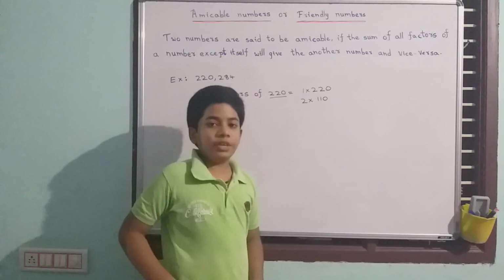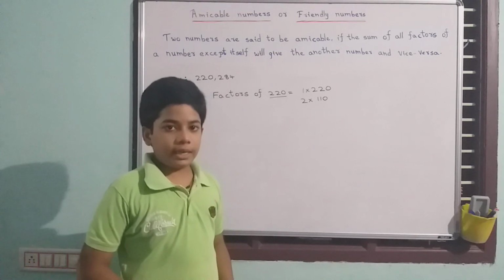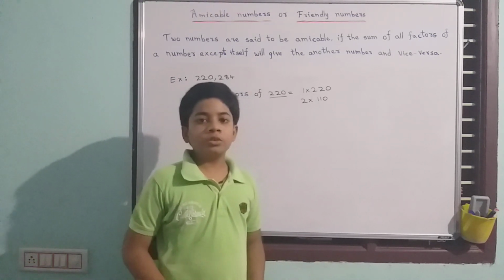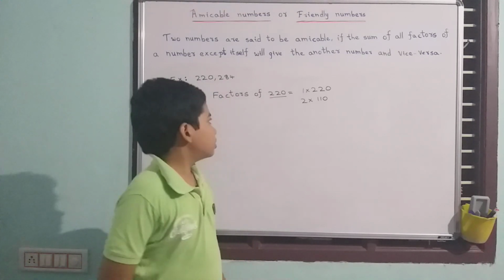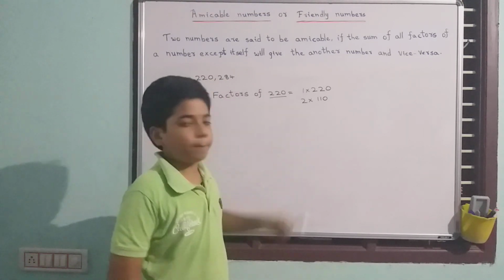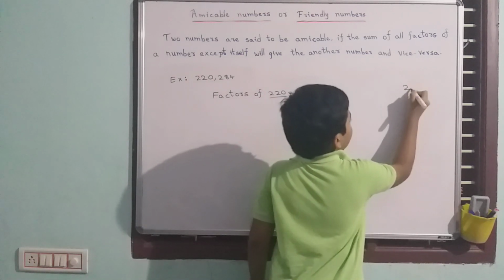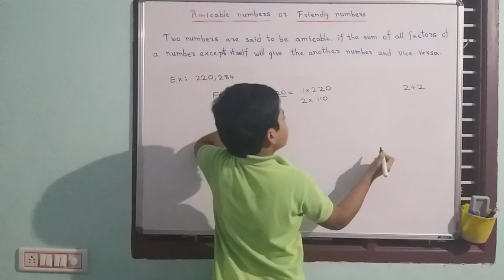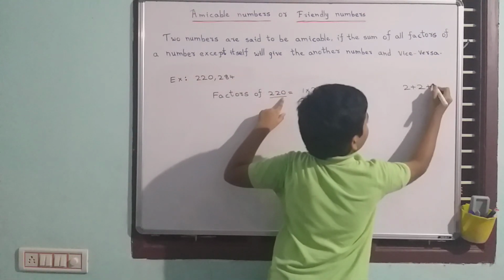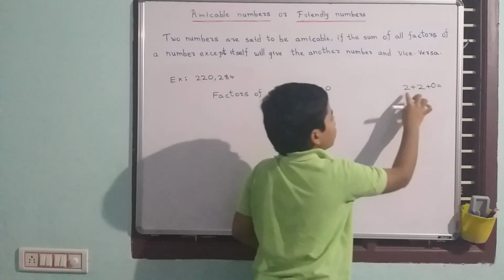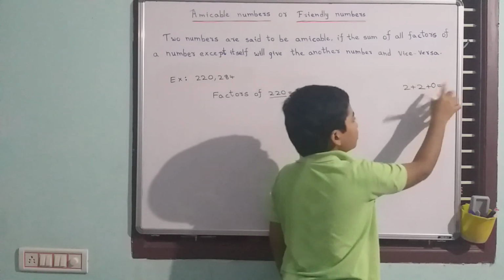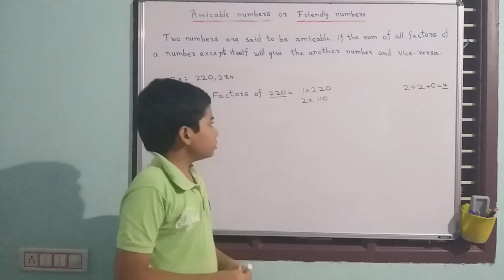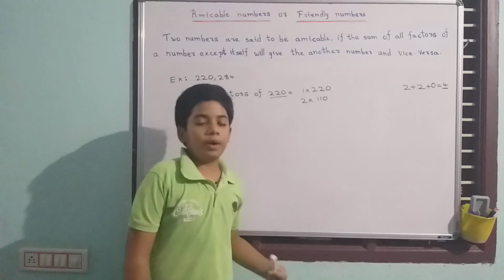Let us check with 3. The divisibility rule for 3 is the sum of the digits of the given number should be divisible by 3. So let us add the digits of 220. 2 plus 2 plus 0 is equal to 2 plus 2, 4. 4 plus 0, 4. 4 is not divisible by 3. So 3 is not a factor of 220.